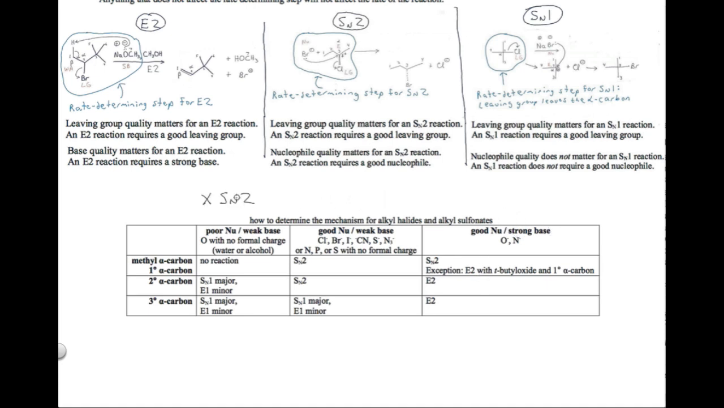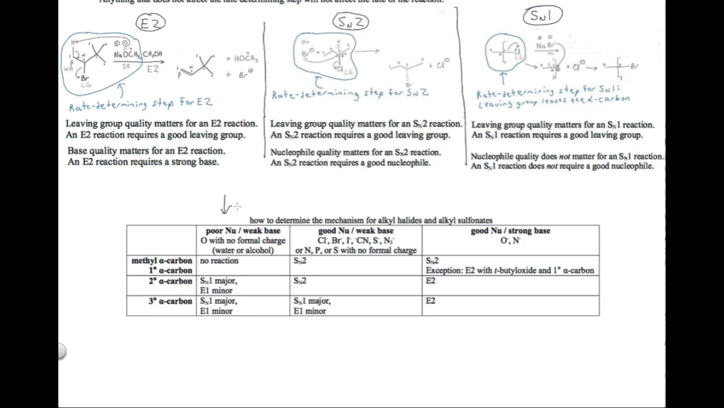By the way, there are no SN2 mechanisms in this left-hand column. Why not? Here's the answer. SN2 requires a good nucleophile. Since SN2 requires a good nucleophile, we can't have an SN2 in the left-hand column because this left-hand column is for poor nucleophiles. SN2 can only occur in the middle and the right-hand column because those are the columns that involve good nucleophiles.